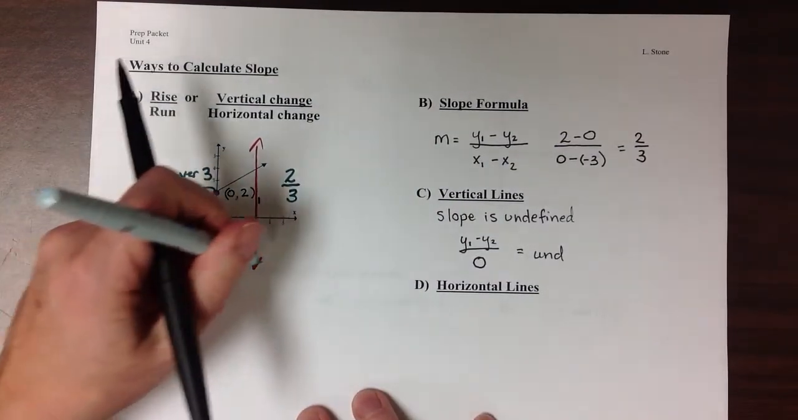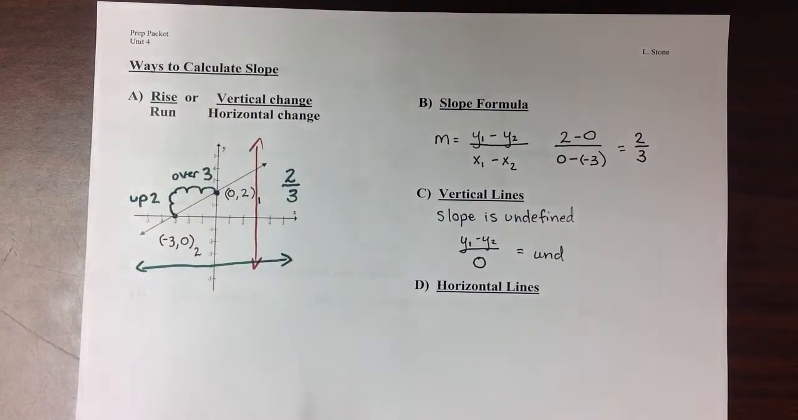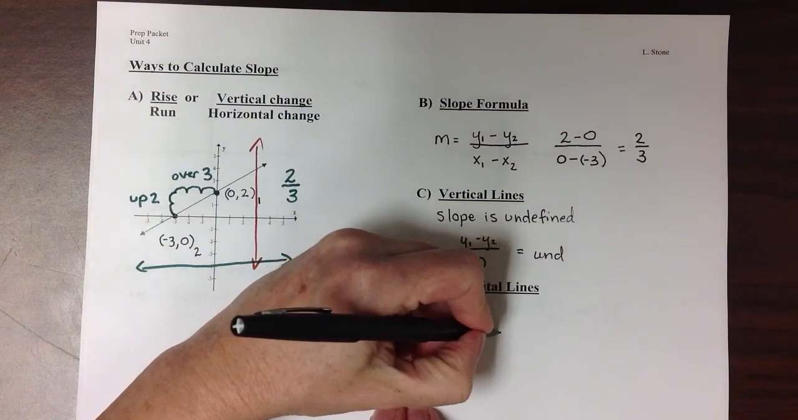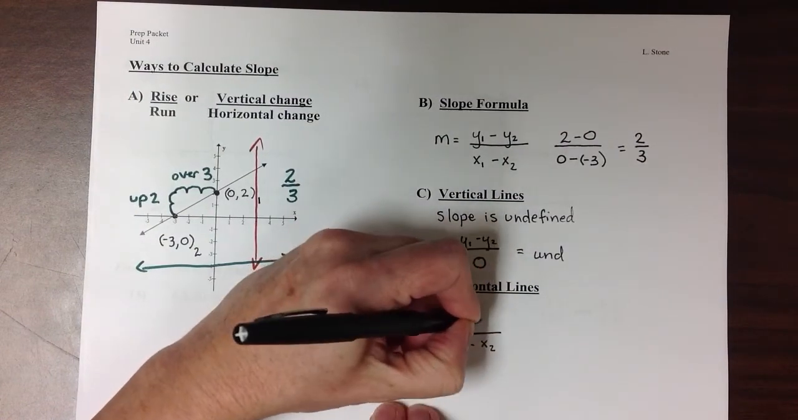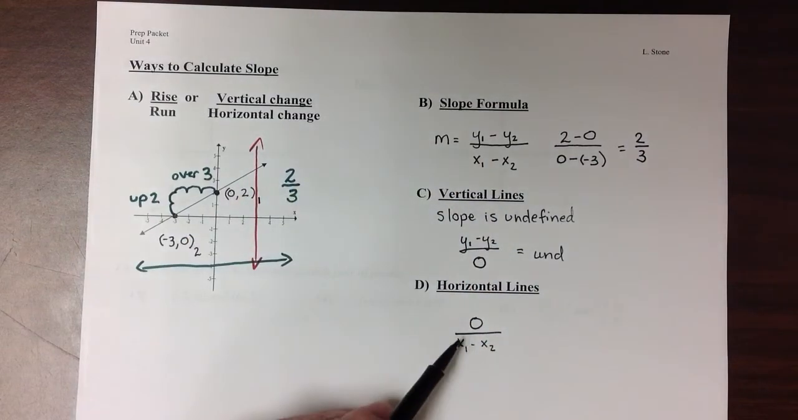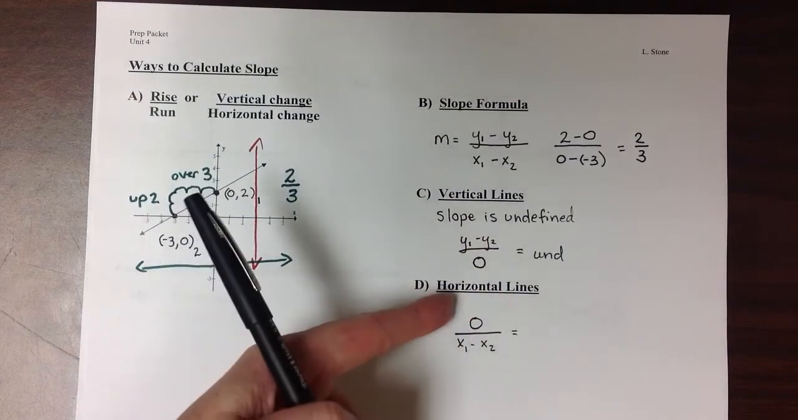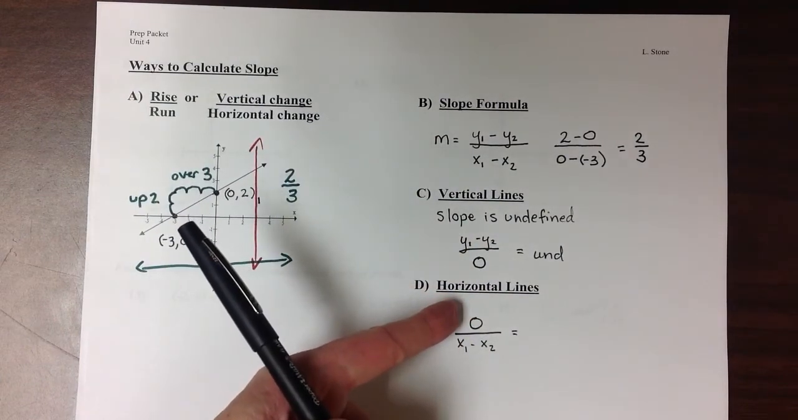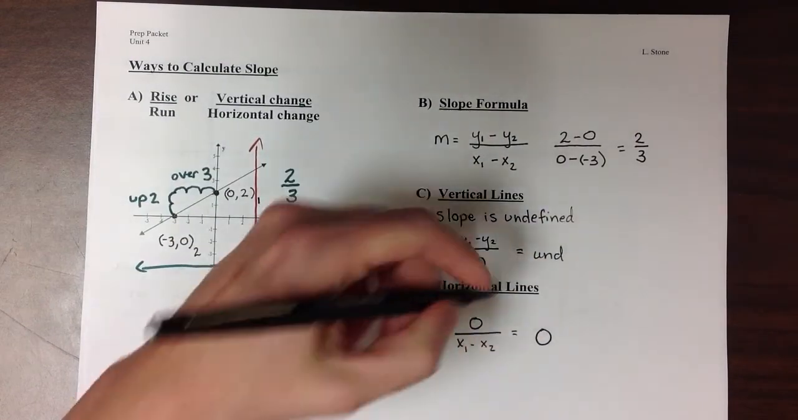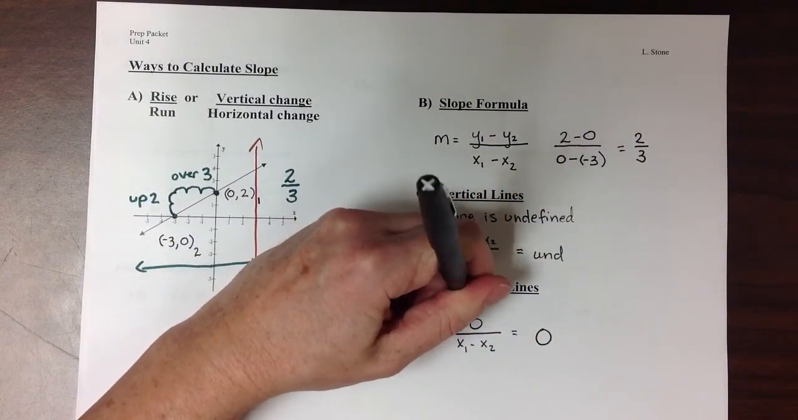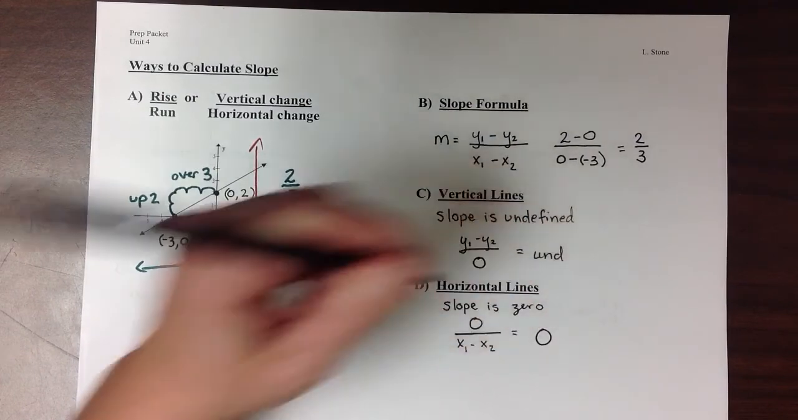Horizontal lines, the ones where the y values don't change, x might have different values, but the difference in the y values is always going to come out to be 0. So, since we can have fractions that have zeros in the numerator, they just end up equaling 0, we say that our slope is 0.